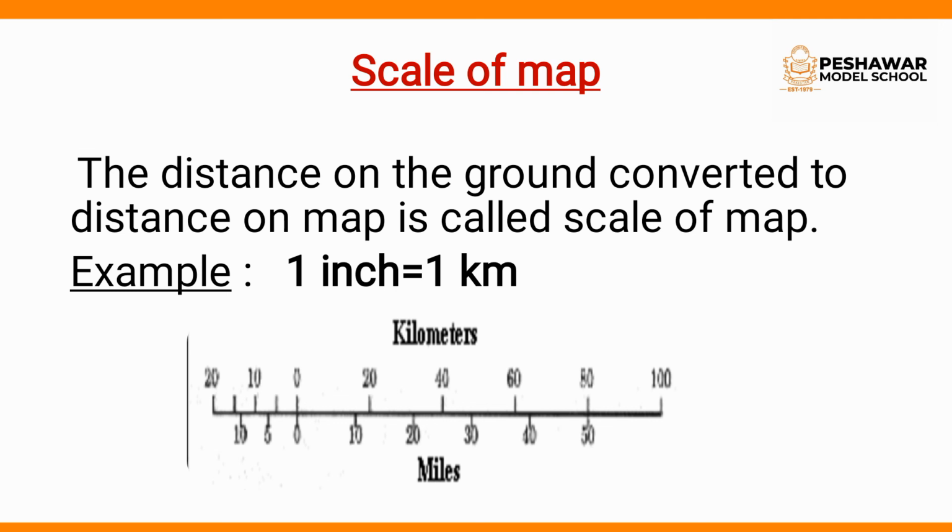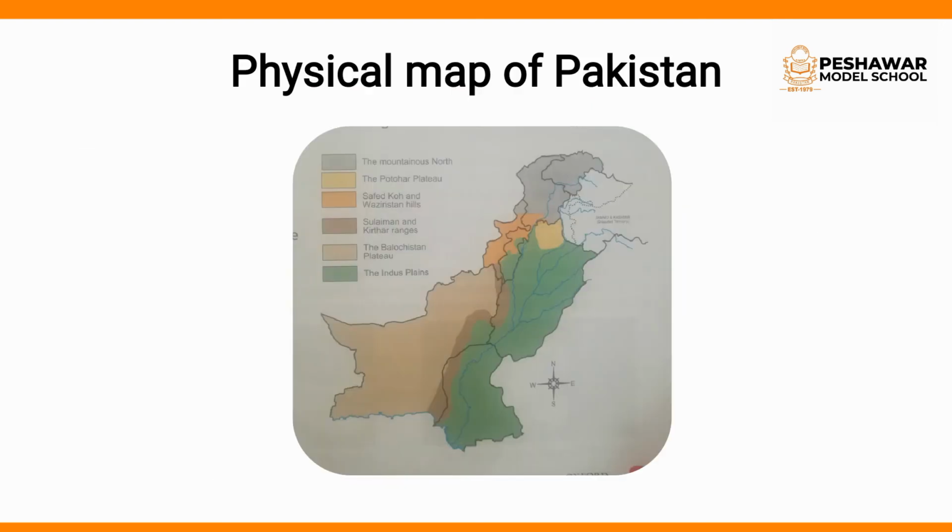A map is always according to scale, while the globe is just a model. It is not according to scale. As an example, I want to show this physical map of Pakistan. The physical map of Pakistan is the title of the map. Title is known as the name of the map. In every map its name is given first, which is called the title of the map.